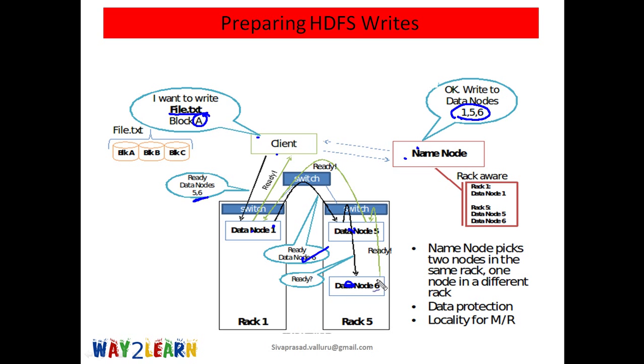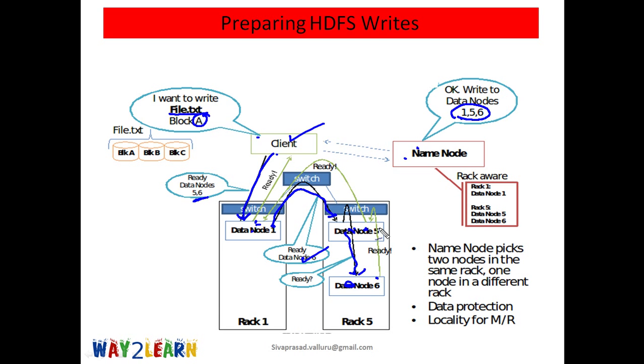Once data node 6 is ready, it will send an acknowledgement to 5. 5 will send acknowledgement to 1. 1 will give the response to client saying that okay, I am ready. So now the data nodes are ready. Then the client will start writing the data to data node 1. Afterwards, data node 1 will write it to data node 5. Then data node 5 will write it to data node 6. That's how the writes will happen.